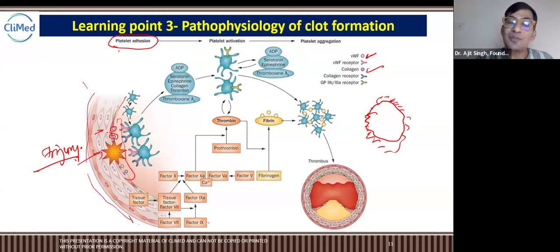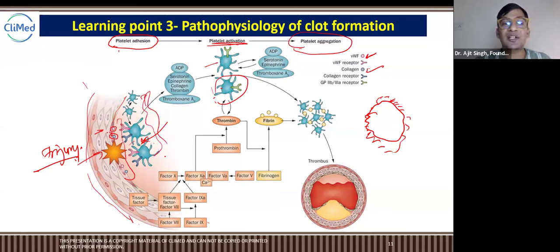Now, once the platelets are aggregated, they call more platelets. That is called platelet activation. Platelets are activated here and they call more platelets, and that is called platelet aggregation. More platelets come here, and along with platelets, multiple other foreign particles moving in the blood, like calcium, toxins and dead RBCs, come and stick here with these platelets.